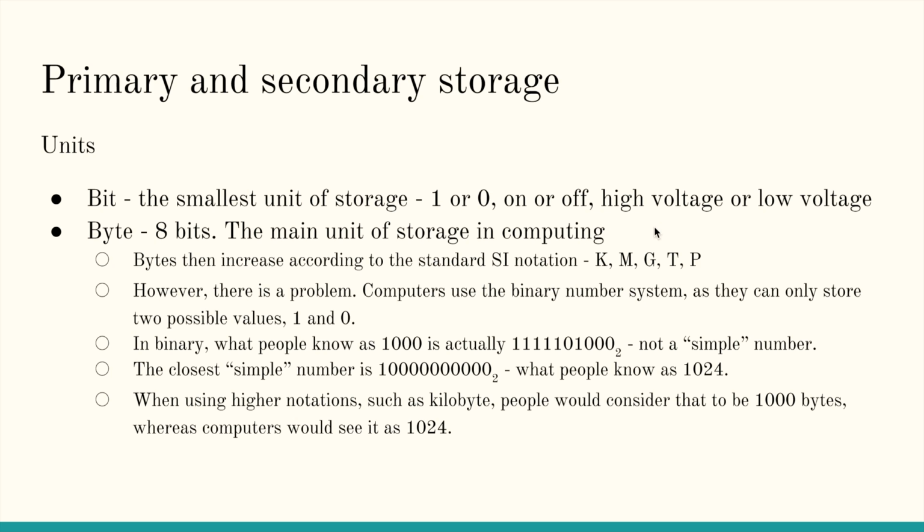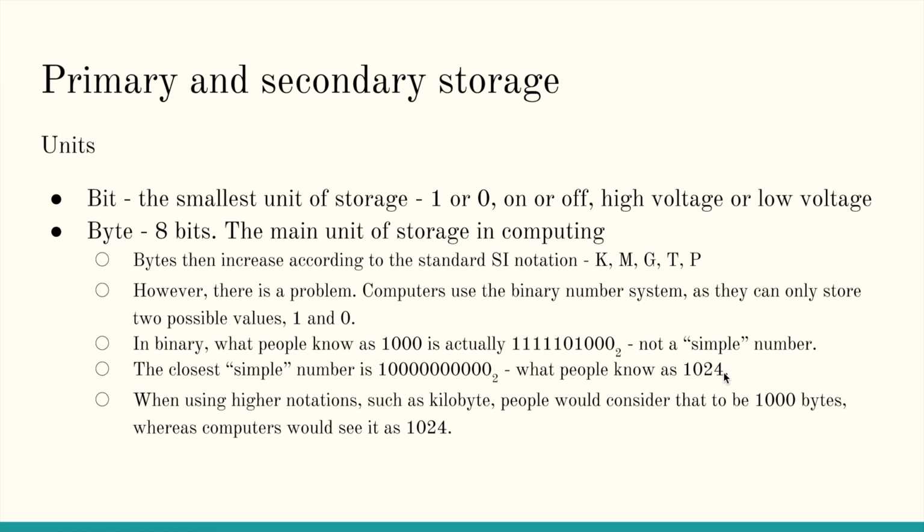With that, all of these go up by 1,000. So in binary, what people know as 1,000 is actually this number here. It's not exactly 1,000, and it's not a simple number, as I've said here. And the closest number is this, which is actually 1024 in decimal numbers. So computers will sort of round it off.